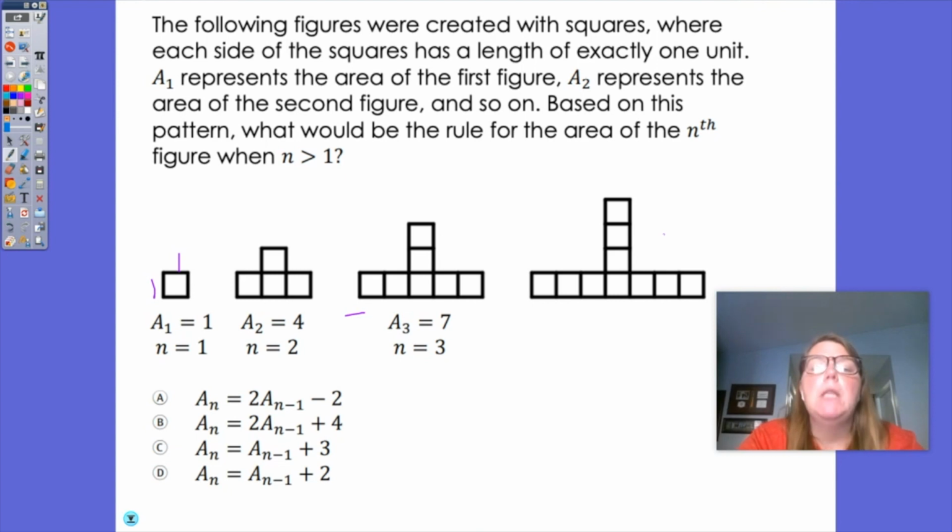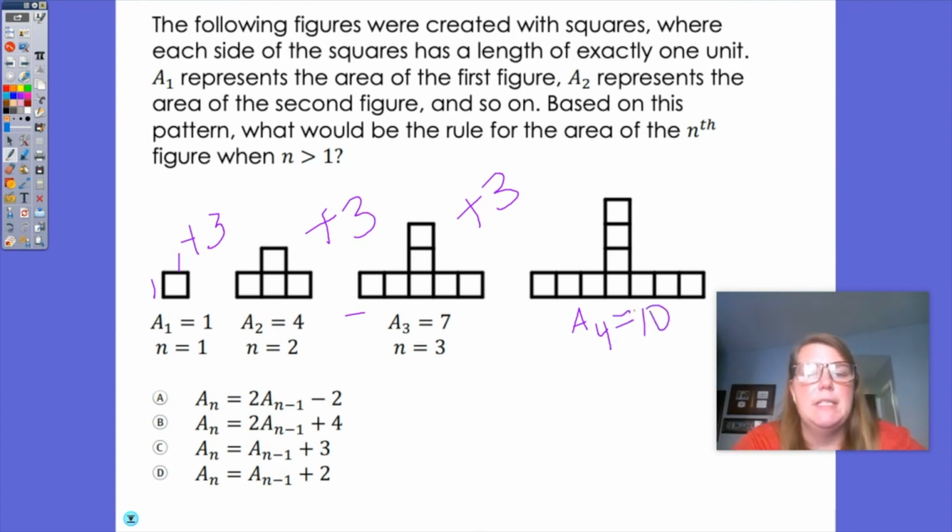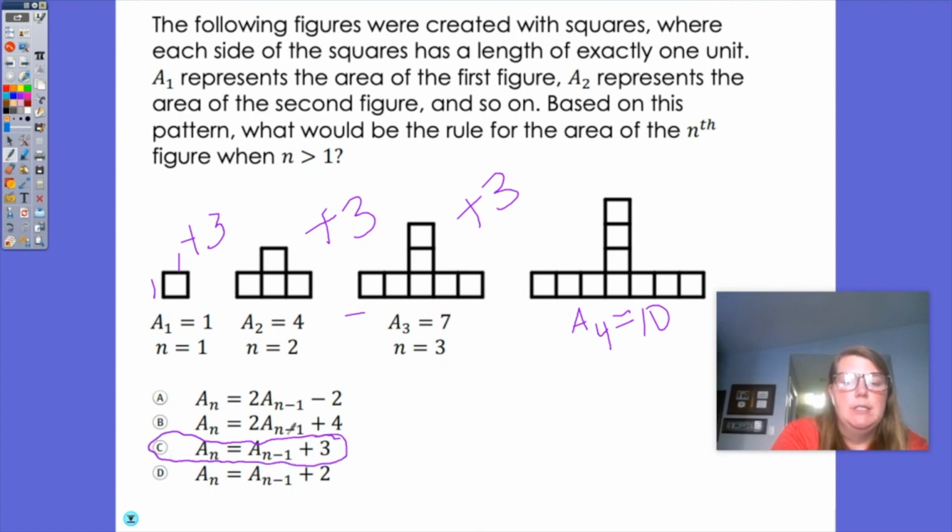So how many blocks are we increasing by each time? So we're going from 1, and then we have 4. So from 1 to 4 would be plus 3 blocks. This one would be plus 3 blocks. I believe this is 10, so this would be also plus 3 blocks. Our fourth figure would be 10. So if we're talking about the recursive formula, all we're doing is we're taking the previous term and we are adding 3. So that would be letter C.